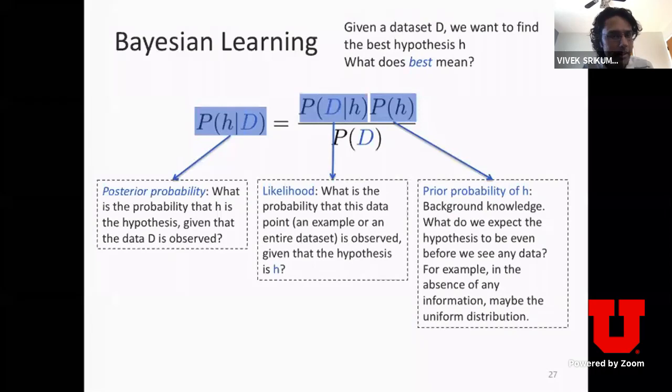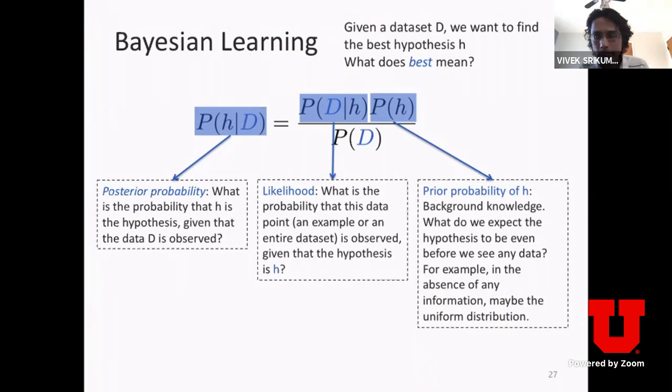The second term on the right is the likelihood. The likelihood is the probability that, if H was the hypothesis that was the true one, this particular data set that you have at hand would be the one that is observed. So the likelihood is simply asking what's the likelihood of seeing this data set when a certain hypothesis, H, is the true hypothesis.